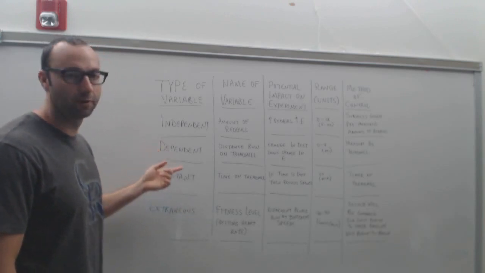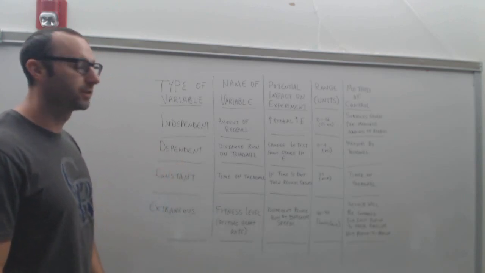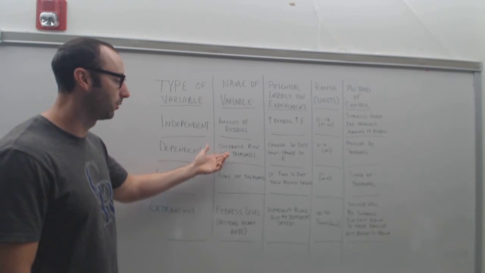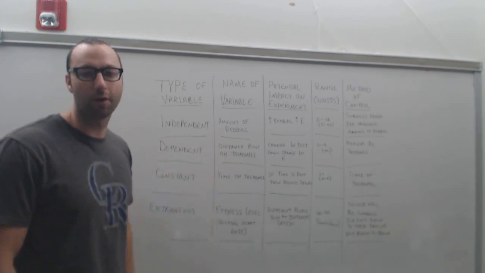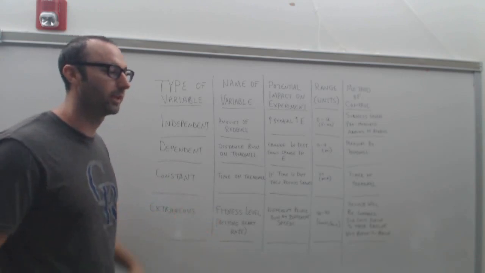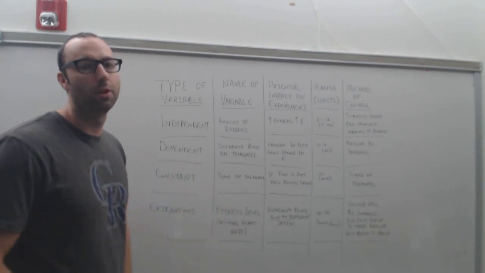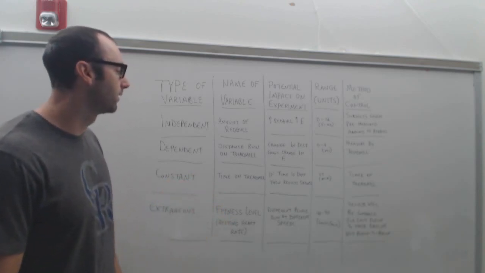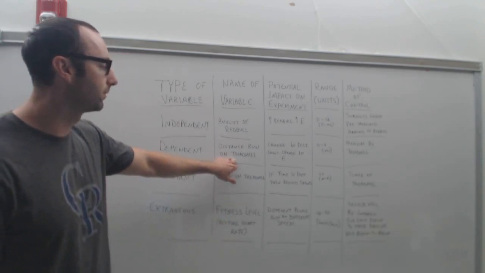The second type of variable is called a dependent variable. This is what you're going to measure in your experiment. So in this case, keeping with the Red Bull idea, we're going to measure how far they run on a treadmill. So if they ingest different amounts of Red Bull and we give them the same amount of time on the treadmill, if they drink more Red Bull, will they run farther? So you're going to measure the distance on the treadmill.